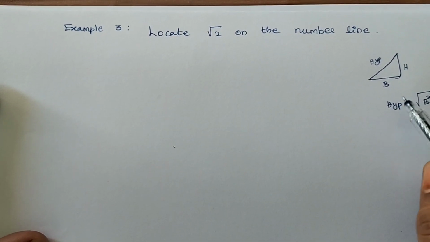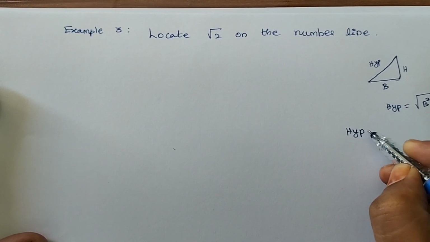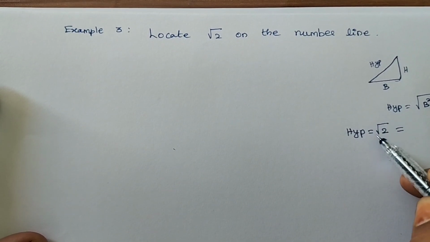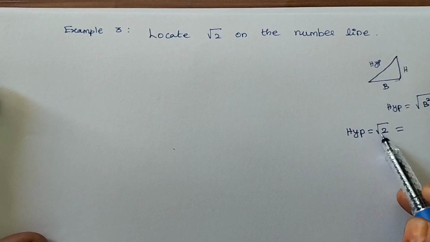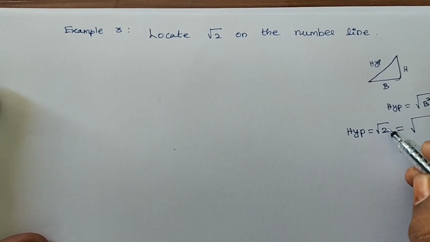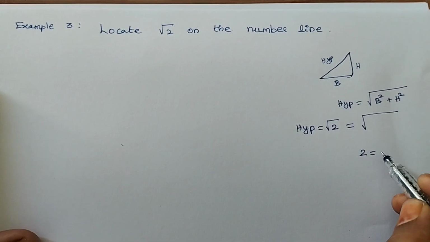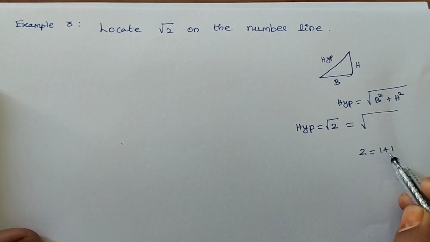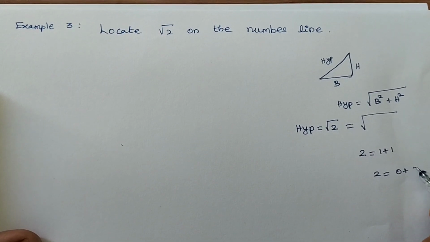That is, we need to consider hypotenuse as root 2. Whenever we consider hypotenuse equal to root 2, we have to write this root 2 in the form of square root of base square plus height square. So how can we write it? Root of 2. 2 I can write as 1 plus 1, or else we can write 2 as 0 plus 2.